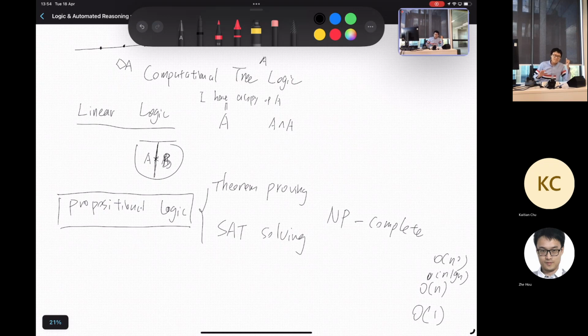Right, and that's still not too bad. Back when Tony Hoare invented quicksort, it was going from n squared back to n log n. It was a big deal.